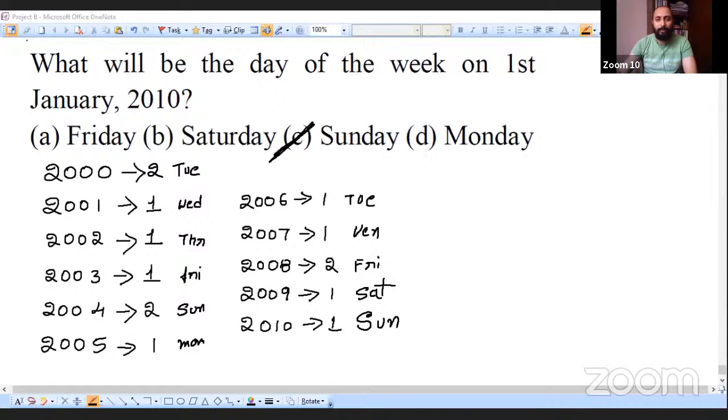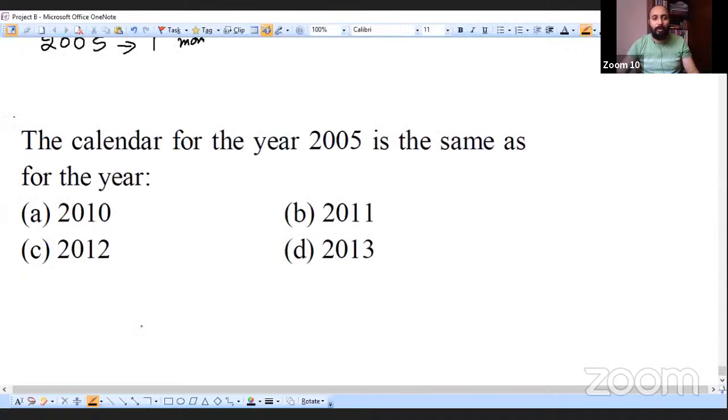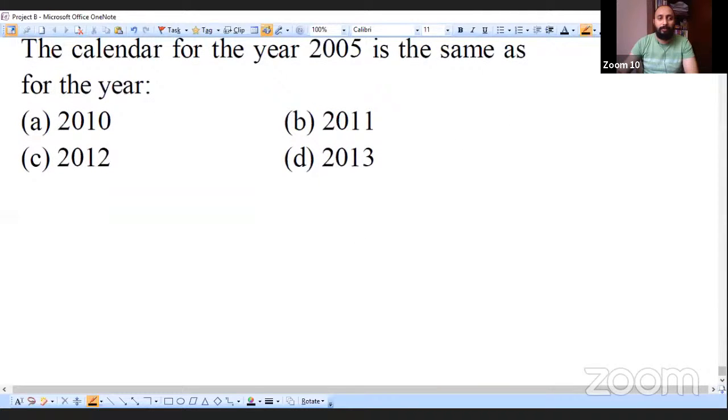Okay. Next question. Calendar of the year 2005 is same as for the year. So 2005 calendar and which other calendar will be same? Again, 7 days it should count, correct?